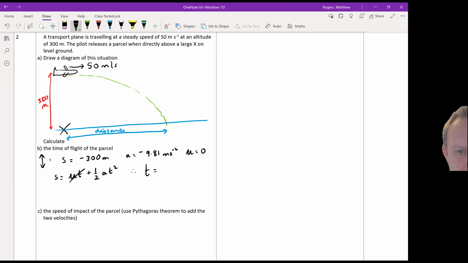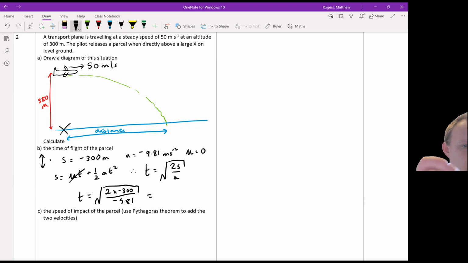Same rearrangement as last time. t is the square root of 2s over a. In this particular case, that's the square root of 2 times minus 300 over minus 9.81. Gives us a value of 7.8 seconds. Again, just checking the significant figures.